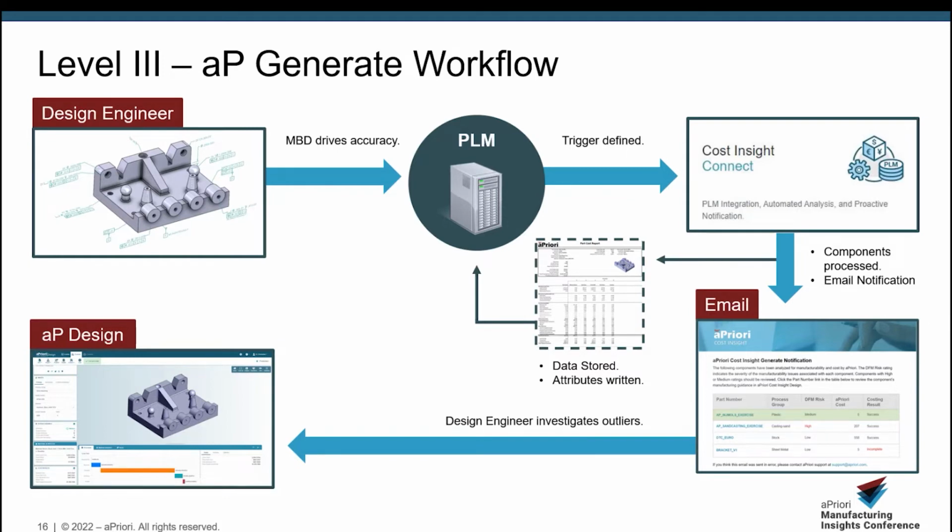Within this email, the design engineer will receive a list of the components that they're working on, highlighting any outliers that may exist. These outliers may come in the form of a high-risk DFM component or perhaps a part that's above the target cost. From there, the engineer can click on hyperlinks to access AP Design. Within AP Design, they can investigate those insights and begin to make design decisions to figure out whether or not there need to be any changes to the CAD model.